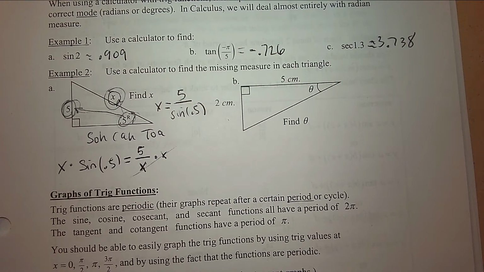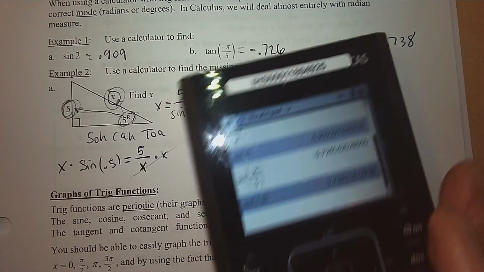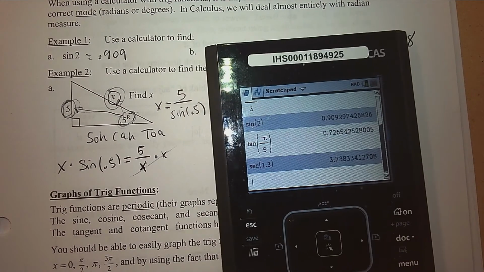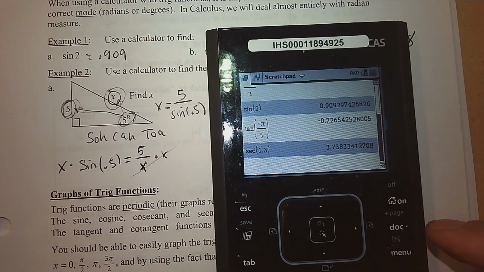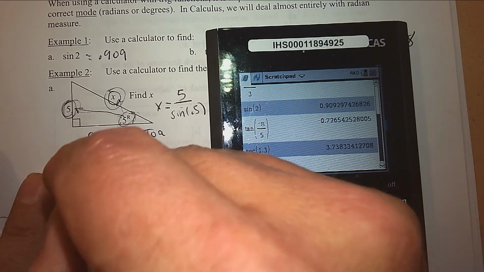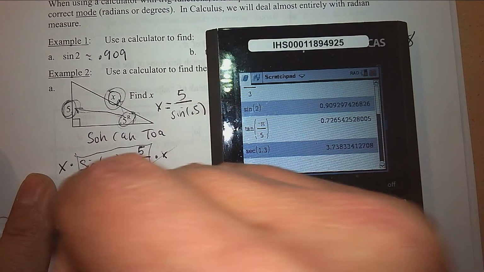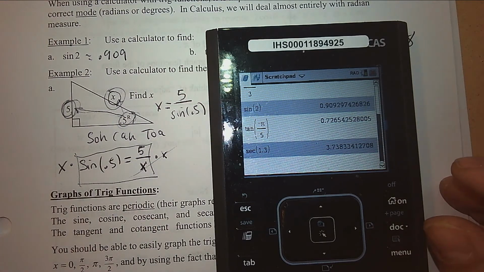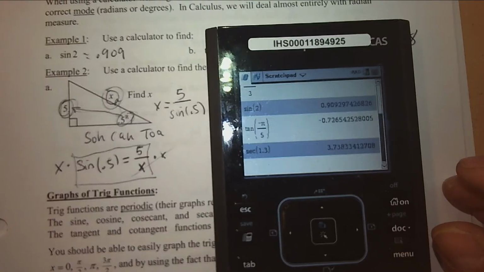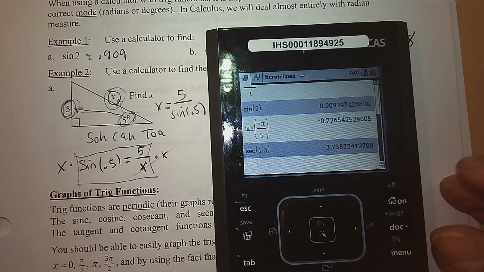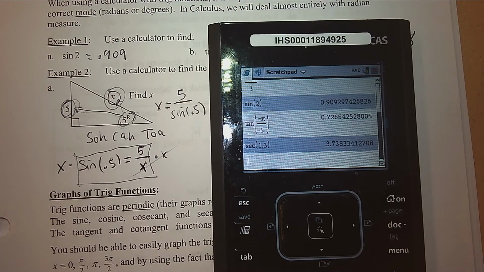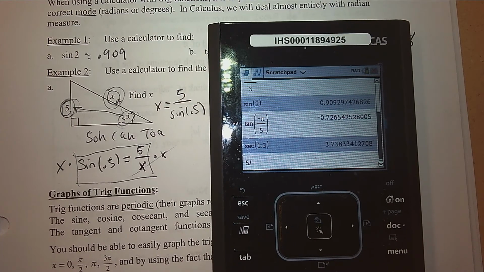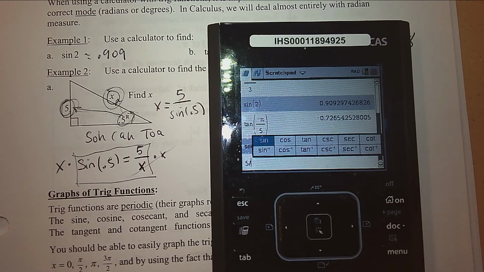When you're bored, you should see if you can type that in and use the solve equation button on your calculator and not even do the algebra ahead of time. Maybe if you typed in this trig equation and said solve for x, you should see what it gives you. Go for it. So I'm going to type in 5 divided by sine 0.5. Oh.